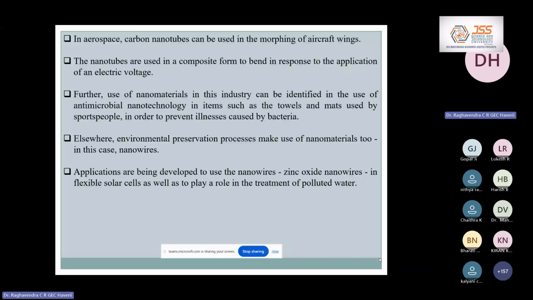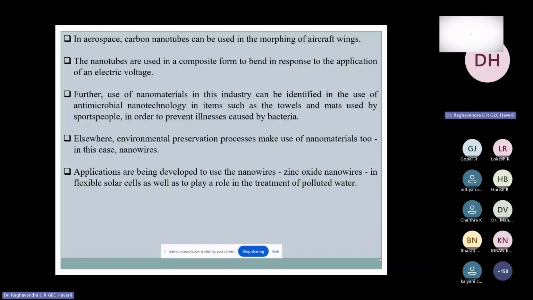Elsewhere, environmental preservation processes make use of these nanomaterials too, in the form of nanowires. Applications are being developed to use nanowires like zinc oxide nanowires in flexible solar cells, as well as to play a role in the treatment of polluted water.